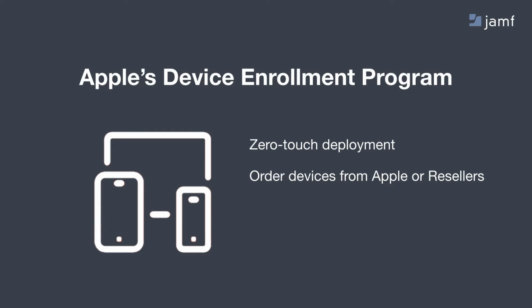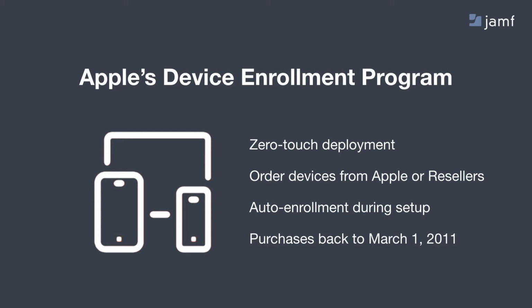Now, you have to buy your devices from Apple or from a reseller that supports this program, and they then link the serial numbers of the devices that you purchased to your account. And again, when you turn it on for the first time, it automatically enrolls itself. Apple even lets you bring these enrolled devices that have been purchased back to March of 2011, as long as you can essentially prove that serial number to who you bought it through, Apple or your resellers. And this also works with iOS devices.